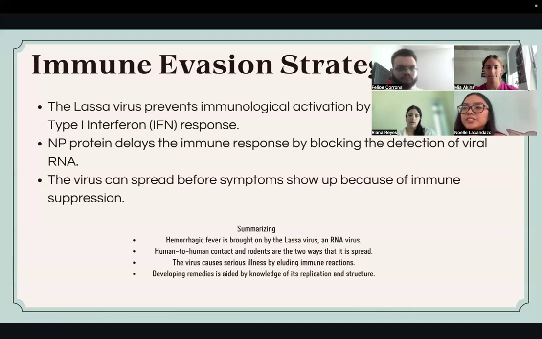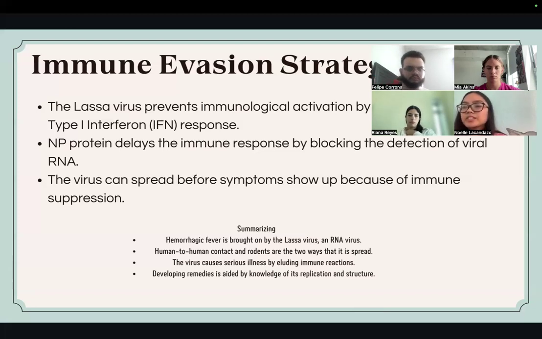Our body typically recognizes viral RNA and triggers an interferon reaction, but this recognition is blocked by Lassa nucleoprotein, which lets the virus multiply before the immune system reacts. So the NP protein delays the immune response by blocking the detection of viral RNA. The virus can also spread before symptoms show up because of immune suppression.